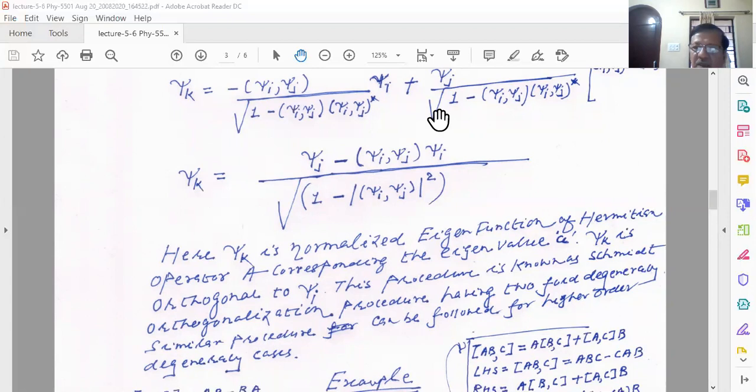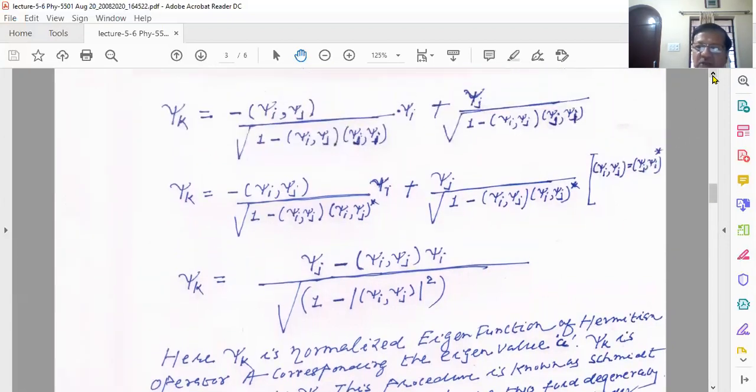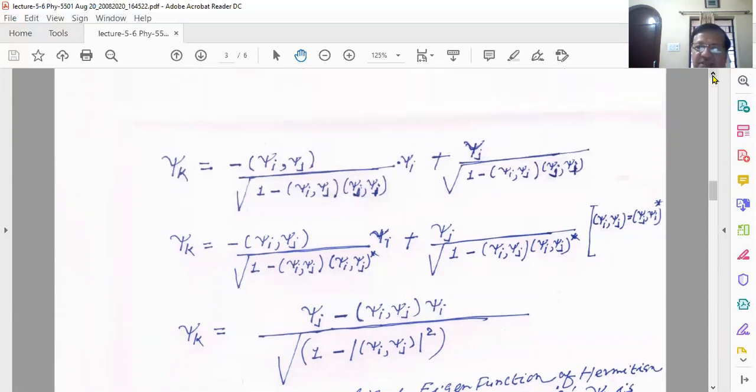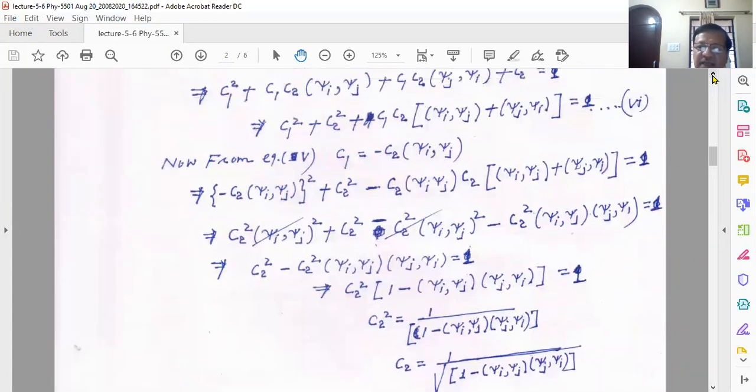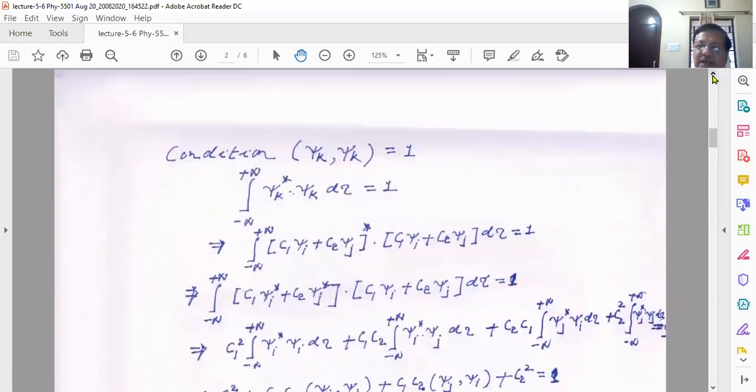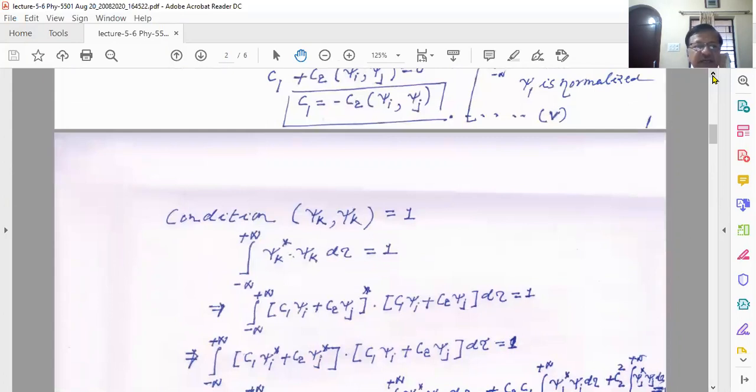So in conclusion, we say that we have the set of eigenfunctions psi i, psi j, and psi k, right? And these psi i, psi j, psi k are normalized eigenfunctions. Psi i and psi j are not orthogonal to each other, but we have followed a procedure and formulated an eigenfunction psi k which is orthogonal to psi i for the case of two-fold degeneracy.